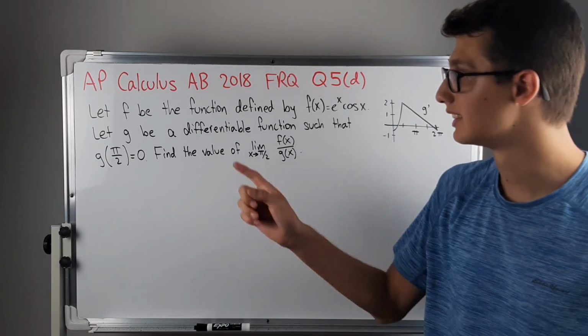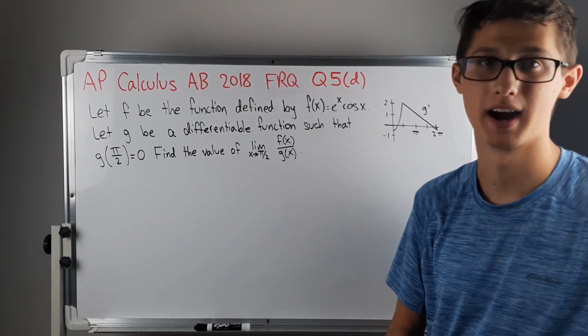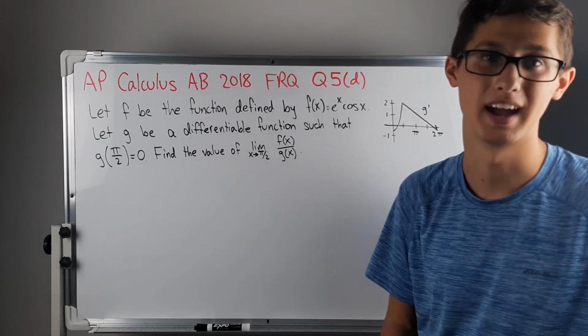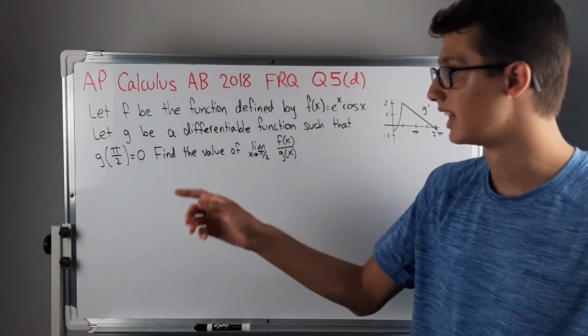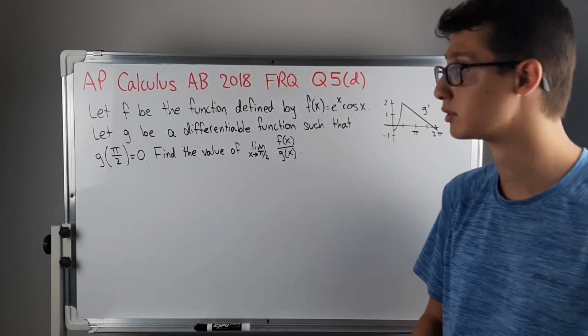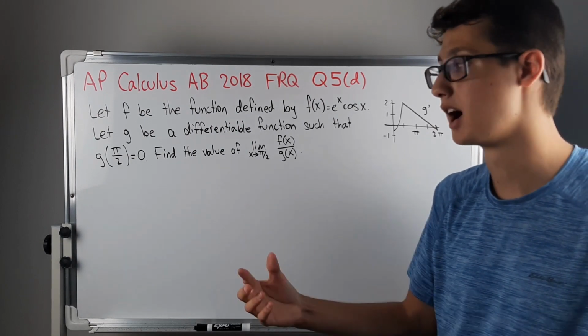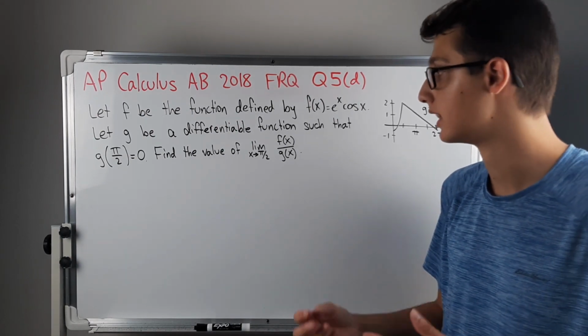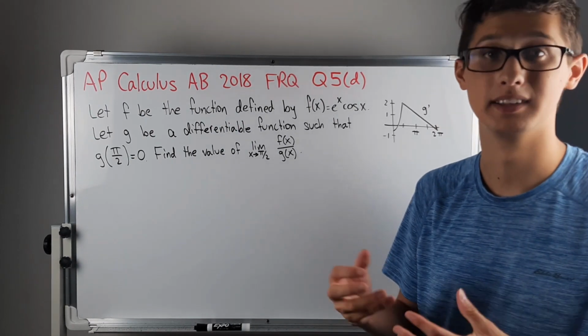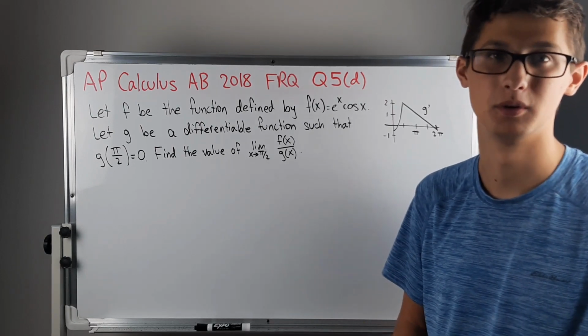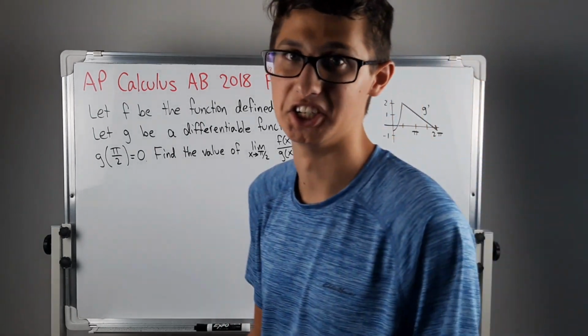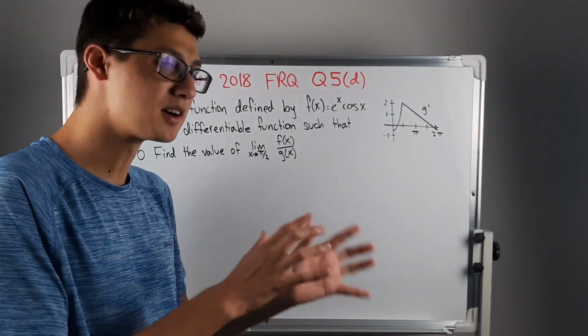It says, let f be the function defined by f of x equals e to the x times cosine of x. And then let g be a differentiable function such that g of pi over 2 is equal to 0. They want us to find the value of the limit as x approaches pi over 2 of the quotient of f and g. There's kind of a lot going on here.